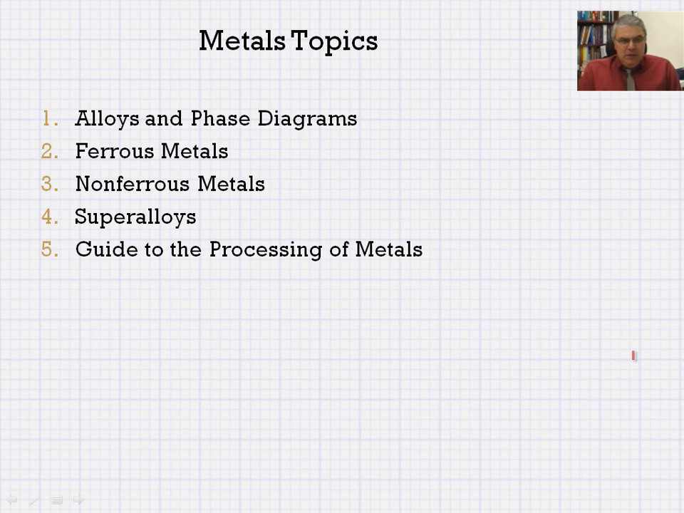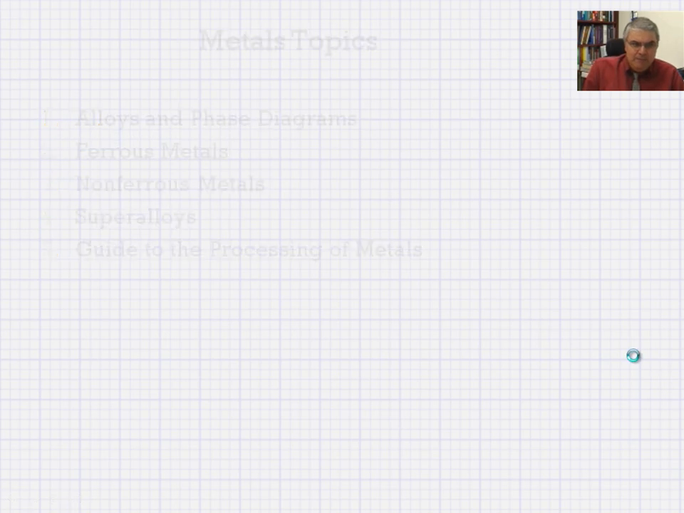So we're going to take a closer look at alloys and phase diagrams. We're going to take a look at ferrous metals, non-ferrous metals, super alloys, and a guide to the processing of metals. We're not going to take a look at all these topics today. First, we're going to take a look at alloy and phase diagrams. So let's get started.